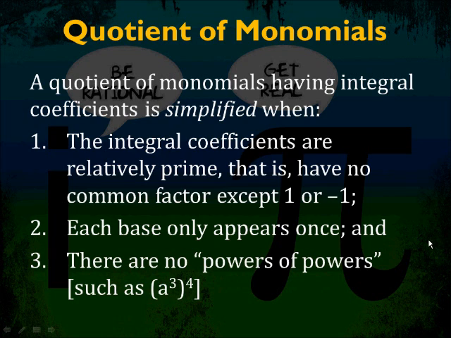Each base only appears once. So each base letter, so like a, b, or c, or x, y, z, you don't have like x squared times x to the third or x squared divided by x to the third. You only have one x. And then you don't have any powers of powers. So you would simplify this by multiplying the exponents, to get a to the 12th.